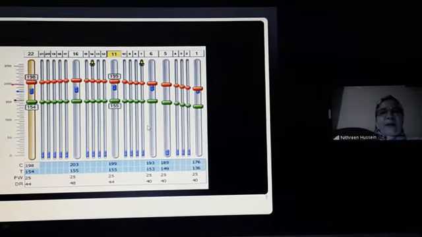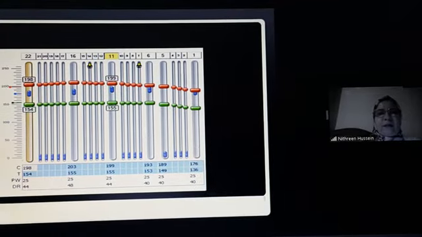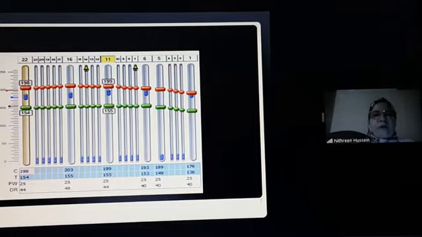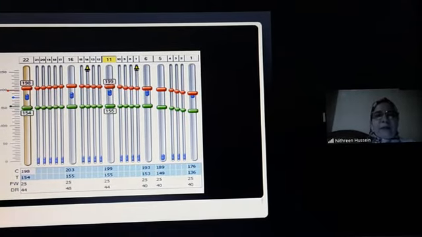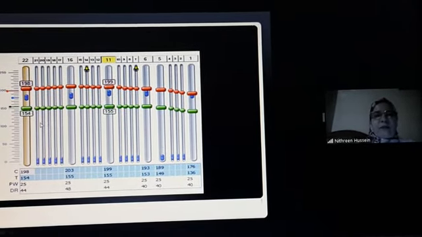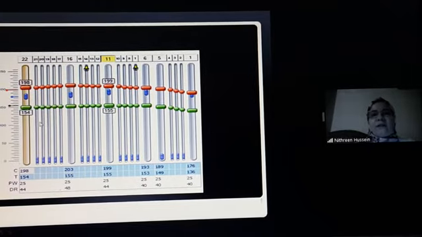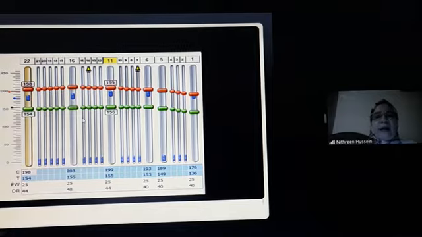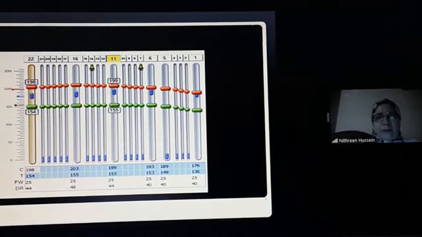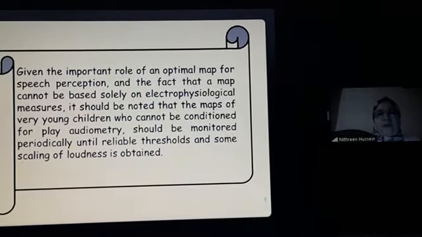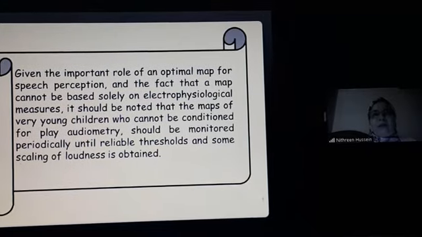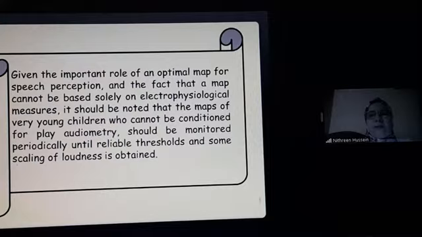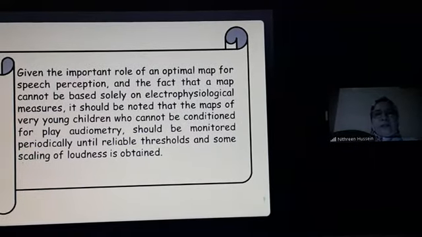So I did a behavioral adjustment for her, and I depended mainly on her behavioral responses, and I got a map that was different from the first map, the objective map, especially in the lower frequencies or in the apical regions. And she started to give me clear responses even during the programming session, and later on she showed marked improvement. So you cannot depend on the objective tools alone, and you have to apply some behavioral measures to help you in addition to these objective tools.